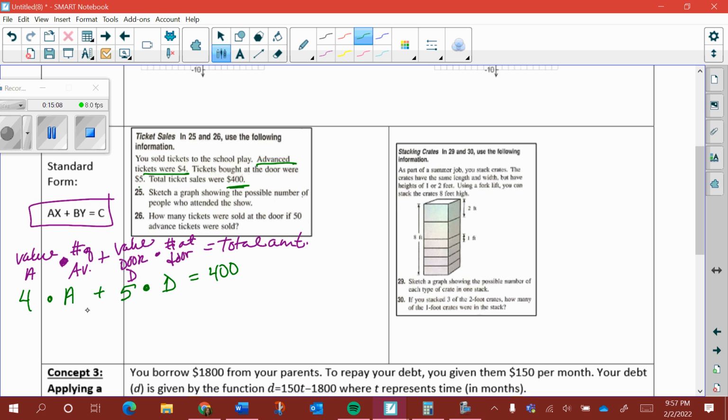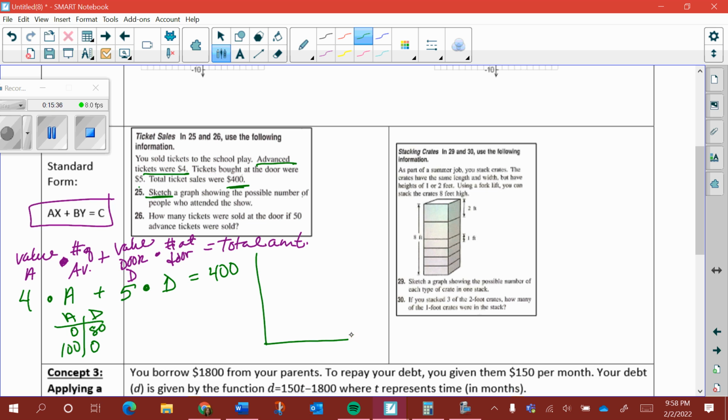So again, I can plug in my A and D. If A is 0 and I solve for D, that would be 400 divided by 5, which is 80. And if I plug in a 0 for at the door, 0 at the door is 0 there. So 4A is equal to 400. So it'd be 100 of them in advanced. So now I can draw my cute little sketch, because that's the next thing it says, is sketch the line.